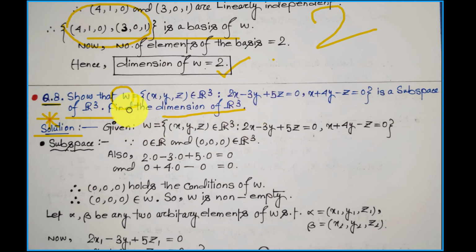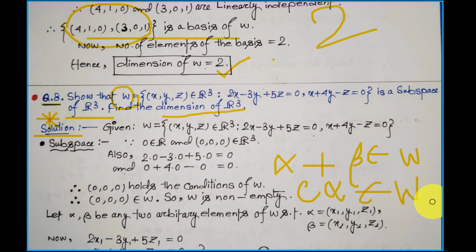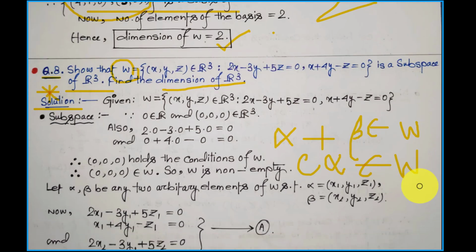We know how to show a subspace, because I have already shown you in my previous video how we can show that a set is a subspace of a vector space. To do so, we consider any two arbitrary elements alpha and beta from this set such that alpha plus beta also belongs to the set, and for any arbitrary constant c, c times alpha also belongs to the set. If these two conditions hold, then the set W is a subspace. If you do not remember this, you should watch my video once more, and then come to this video.